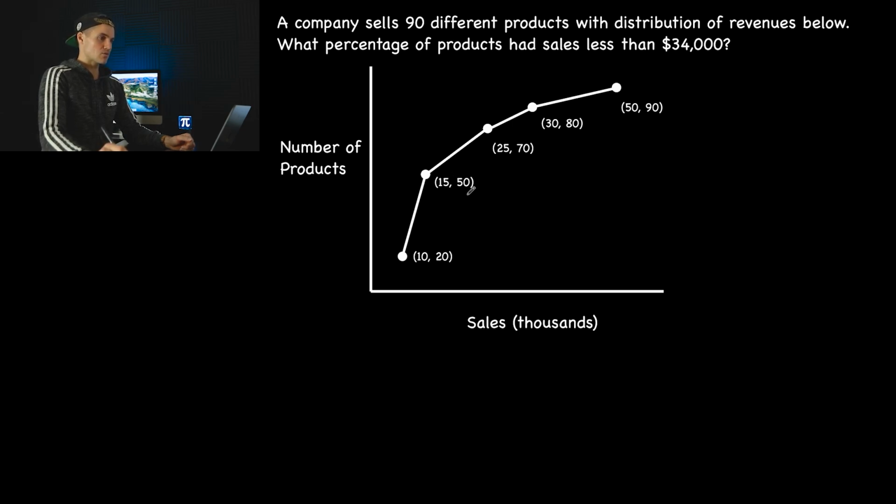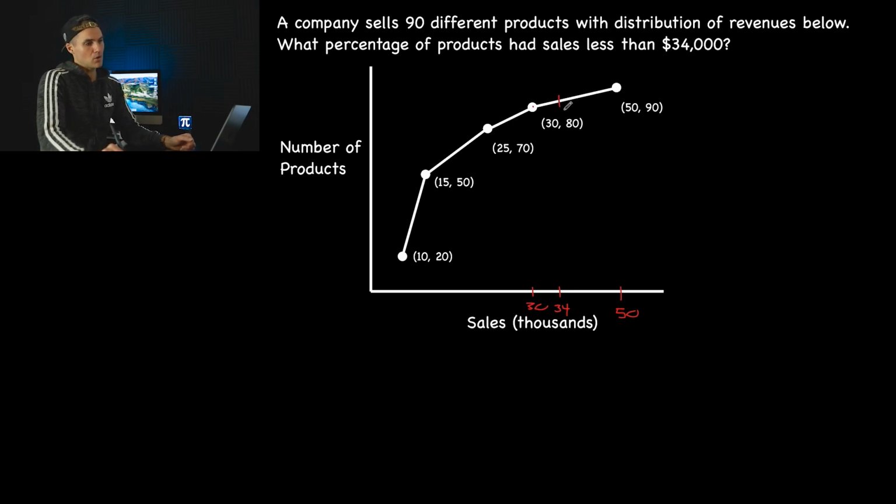Okay, so how are we going to do this? Now, sales less than 34,000. Now, notice that the sales are the x-axis, right? So notice that 34,000 is going to be somewhere here because this point here represents 30,000 in sales, and then this point here represents 50, right? And so 34 is going to be somewhere there, let's say. Okay, it's going to be somewhere here.